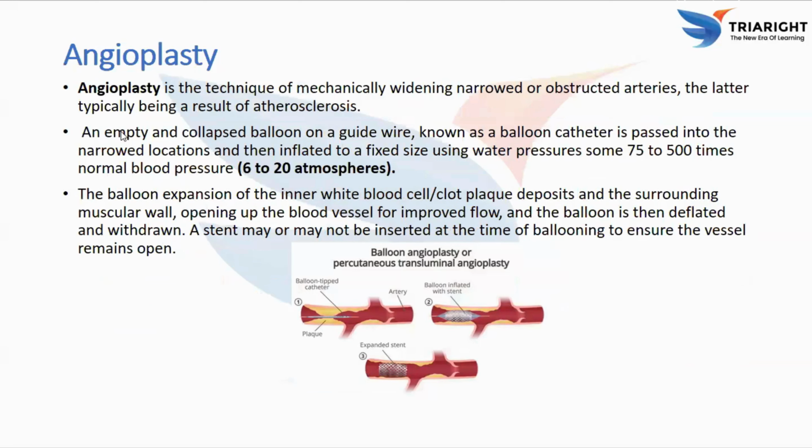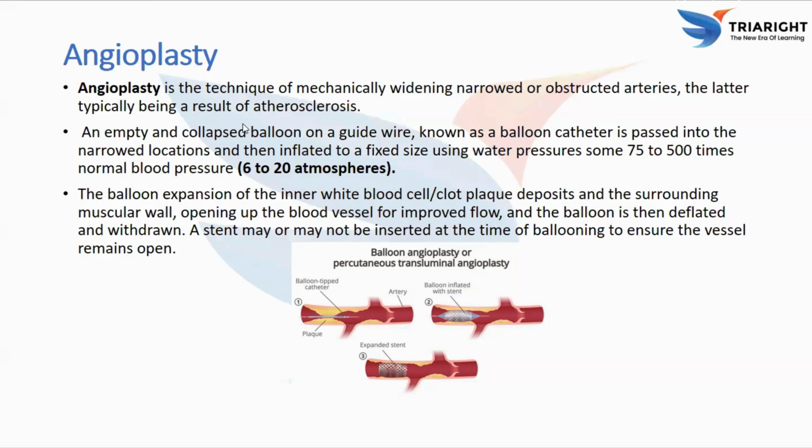Next procedure is angioplasty. So what is an angioplasty? It's a procedure used to mechanically widen the narrowed or blocked arteries, most commonly due to atherosclerosis, which is a plaque buildup. Angioplasty opens the vessel but does not remove the plaque. If removal of plaque is involved, then that is called atherectomy, as we discussed before.